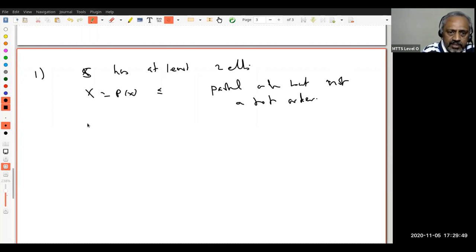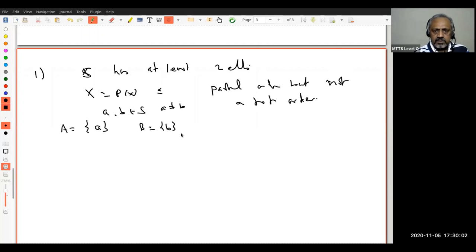Why? Because suppose A and B are two distinct elements in S, then look at the singleton {A} and the singleton {B}. Since S has at least two elements, can I say {A} is less than or equal to {B} or {B} is less than or equal to {A}? One of them must be true, but I can't say that. You understand that? So this is an example of a partially ordered set which is not totally ordered.